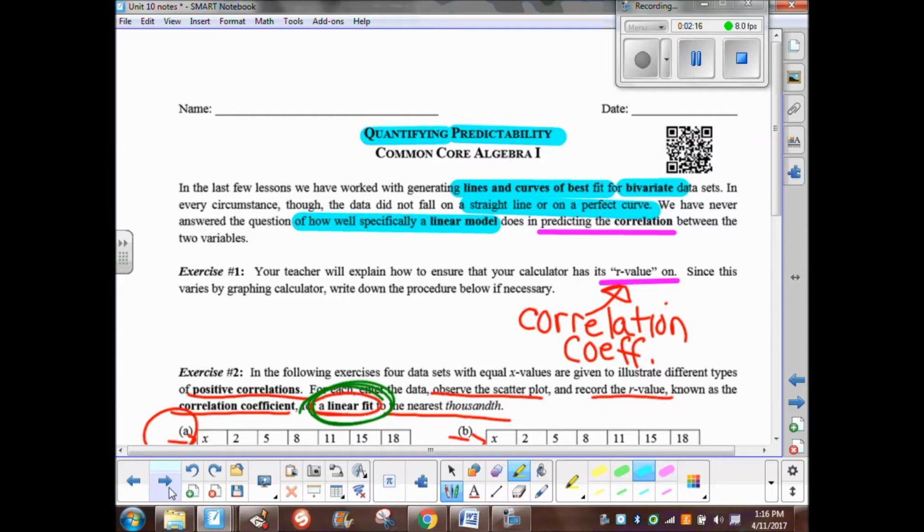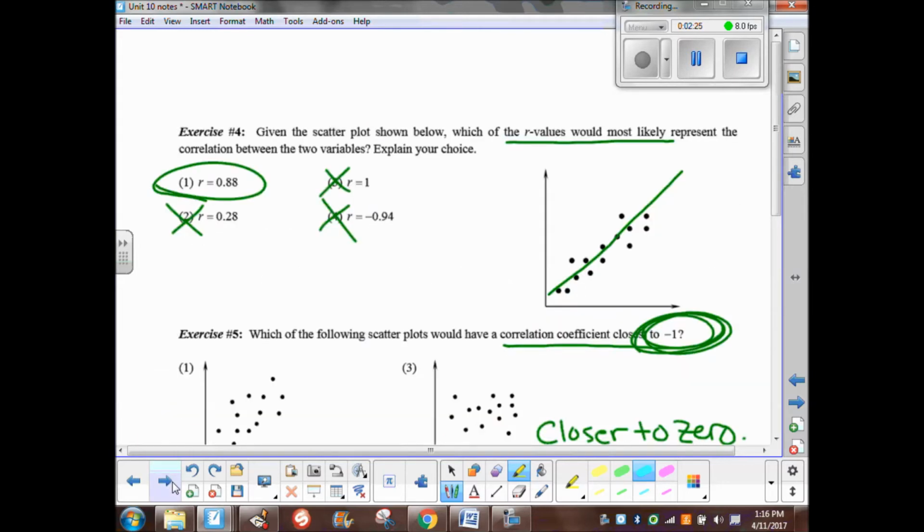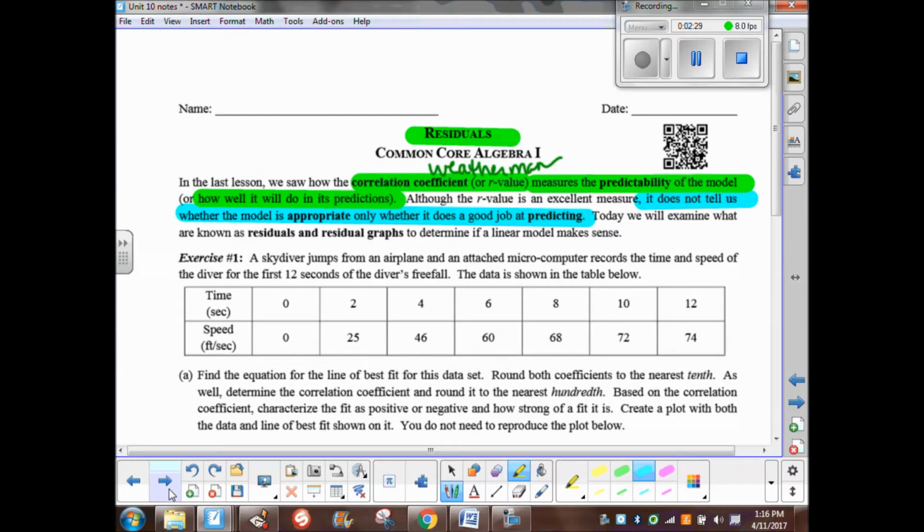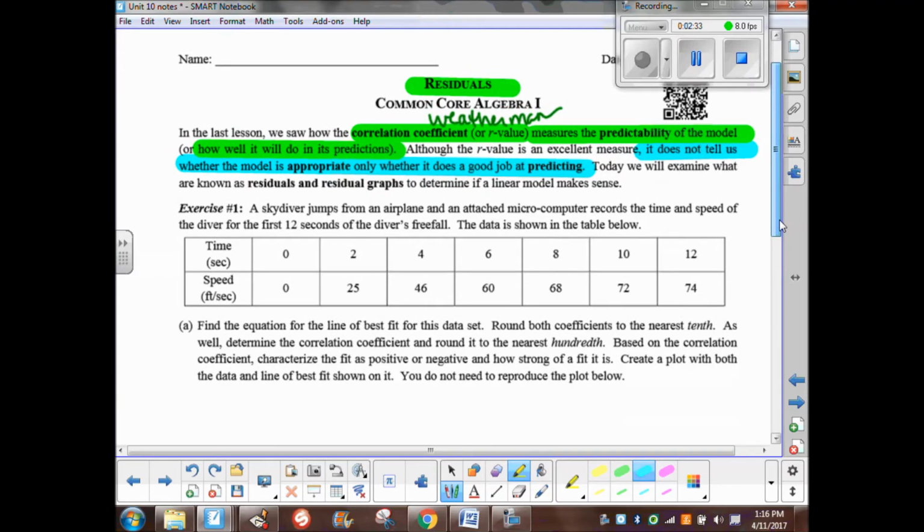Okay, which model is best? Is it best to be linear? Is it best to be exponential? Or is it best to be quadratic? Okay. So let's go back here. Okay, so it talks about the appropriateness of the model. So today we'll examine what are known as residuals and residual graphs to determine if a linear model makes sense.